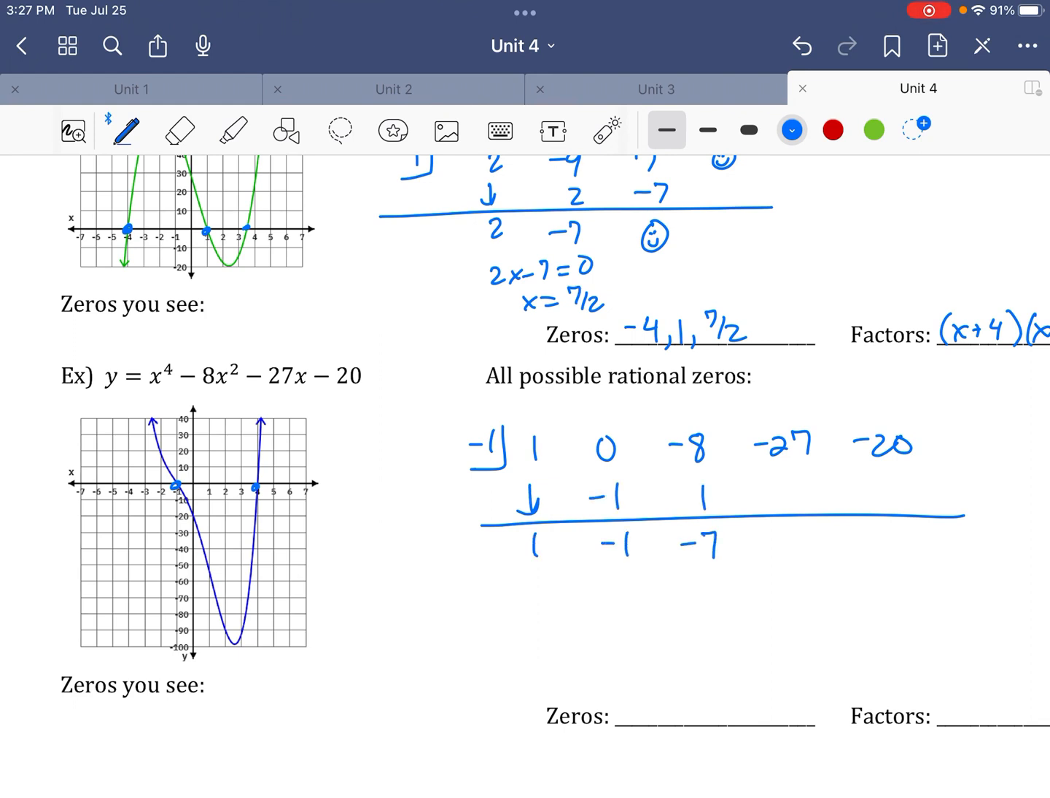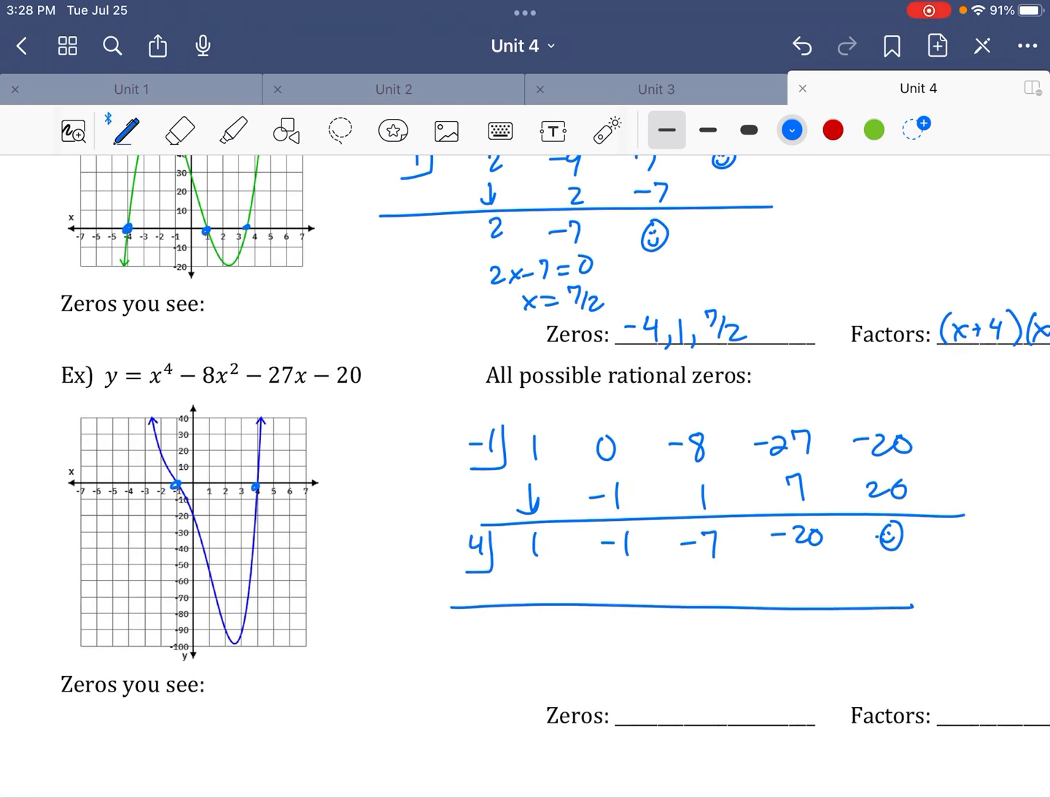So 1, I get -1, -7, 7, -20, and there we go. All right, phew. So now the next one I'm seeing is 4. It doesn't matter what order you do those in. You can do 4 first and then -1, doesn't matter. So 1, and the zeros I see are -1 and 4. Up here I saw -4 and 1. Let's see, 4, 3, 12, I get 5, -20. Oops, that's a positive 20, 0.